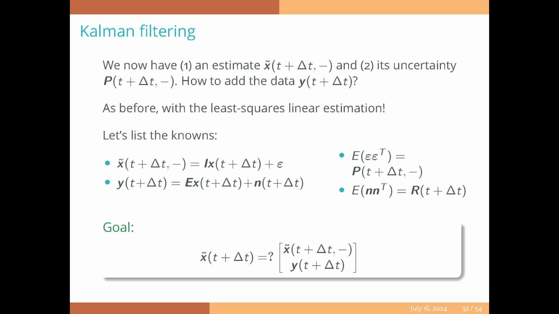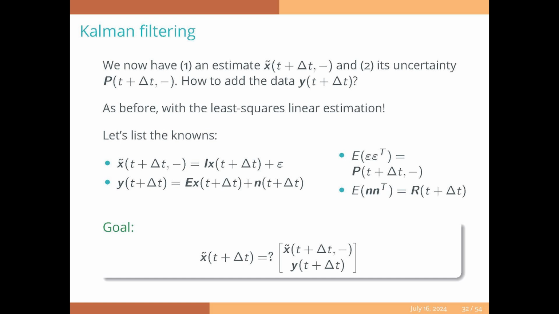So I'm going to list out a bunch of knowns just to make things really clear about where we stand. We have x tilde at t plus delta t with no data. It's some approximation of x plus some noise. We have, this would really be a t plus delta t here, the observation y. It's some observation of entries of x plus its own associated noise. And then we have the two covariance matrices. So we have the covariance of the noise in this background estimate, and we have the covariance of the noise in our observation.